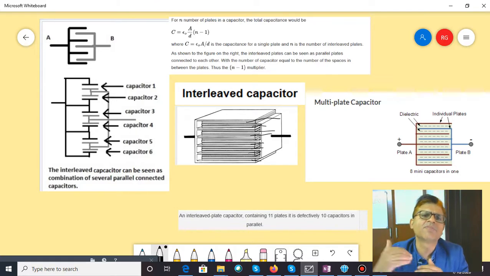You count the number of plates, you subtract it by 1, you get the number of spacings, and hence the equivalent capacitance of an interleaved capacitance system. It is nothing but parallel plate capacitance put in a different format so that the space occupied is less.